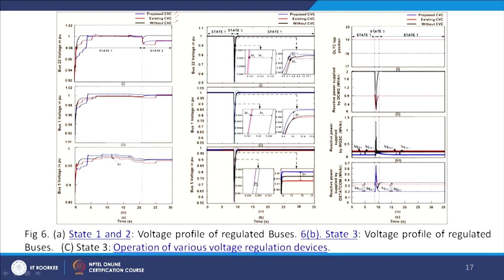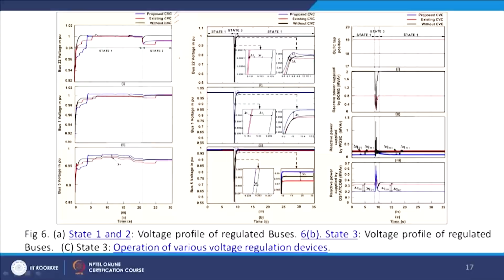So, we compare if you do not have a CBC scheme, how does it behave, and if you have, based on the existing practice, how the scenario would be, and the proposed one. So, all three have been compared. The first, if you see the bus number 22 and this is at bus number 1 and bus number 5. So, this is how actually we have traced at different locations.